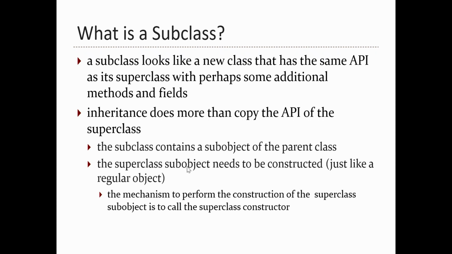What actually happens is your subclass object contains a subobject of the parent class type. So inside every stopping counter is a counter object. Inside every string object is a big O object. Inside every point2 object is a big O object. That superclass subobject needs to be constructed. It's an object, so it has to be initialized. How do you initialize any object in Java? Well, you call a constructor.